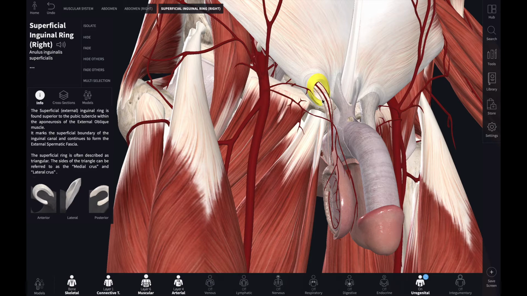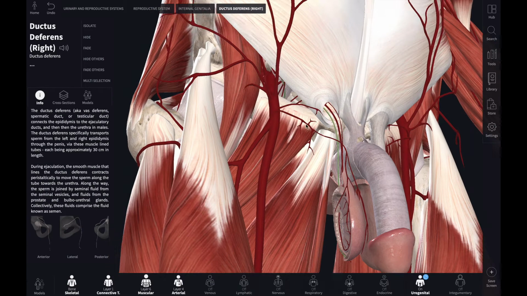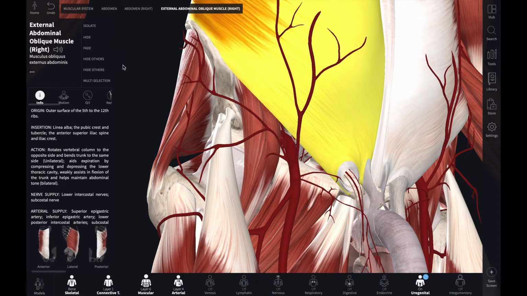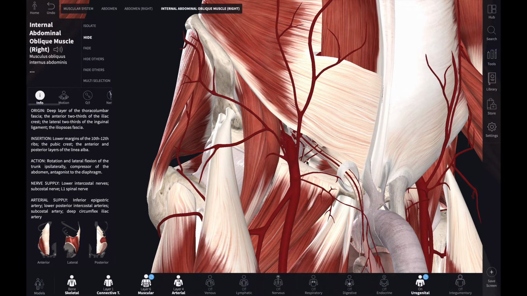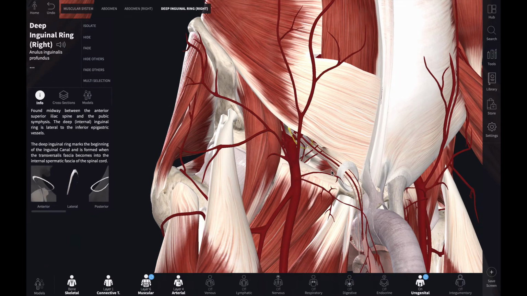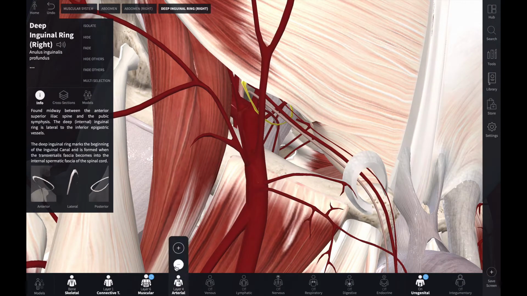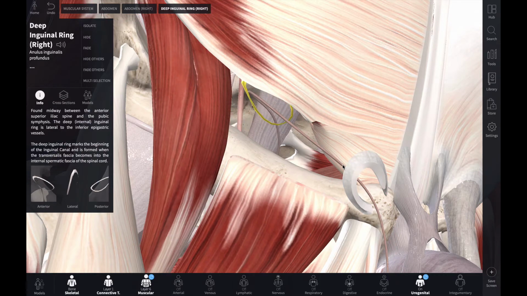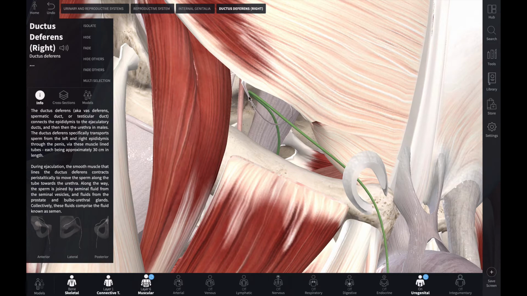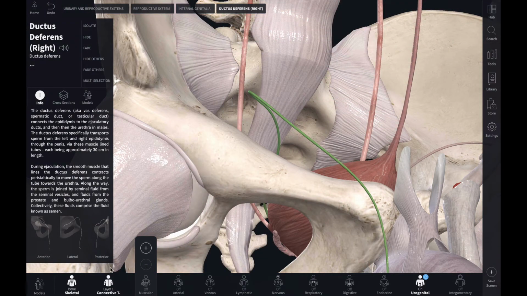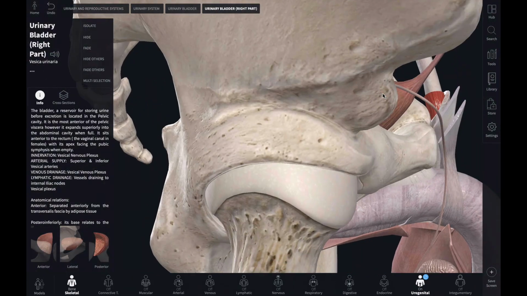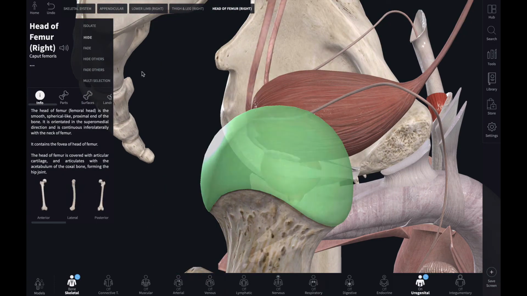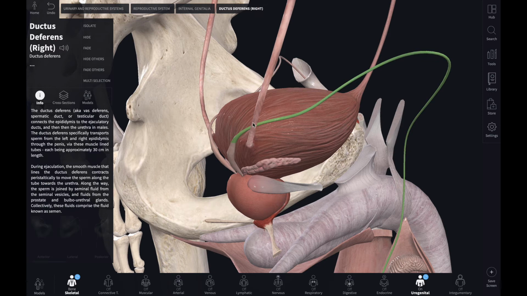Through this ring, the vas deferens passes, and in the middle of the inguinal ligament you have the deep inguinal ring. This inguinal canal is formed by the internal oblique abdominal muscle. The vas deferens passes through the superficial inguinal ring and the deep inguinal ring, and then descends down. Once it descends, you can see it going to the posterior aspect of the urinary bladder. Now I will remove this bone for your clear view.